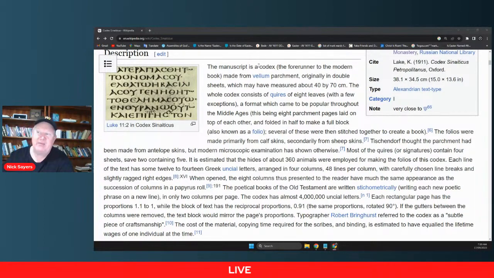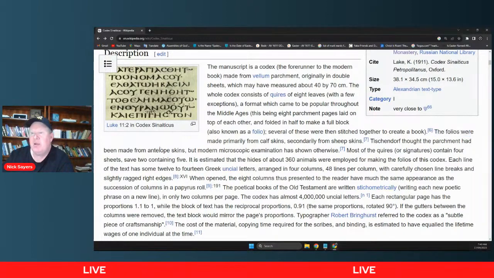I'm just pointing out that these are some basic printing terms that are good to know. Several of these were stitched together to create a book. The folios were being made from antelope skins. It looks like a bit of a typo there, but modern microscopic examination has shown otherwise.